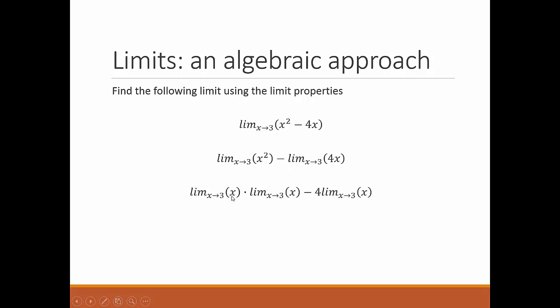Well, now we have all the definitions I've given you. This is my y equals x, each one of these. So as x approaches 3, the limit of x is 3, times the limit of x, 3, minus 4 times 3. So each one of these is my y equals x, so I'm approaching that value. And I can see I get -3.